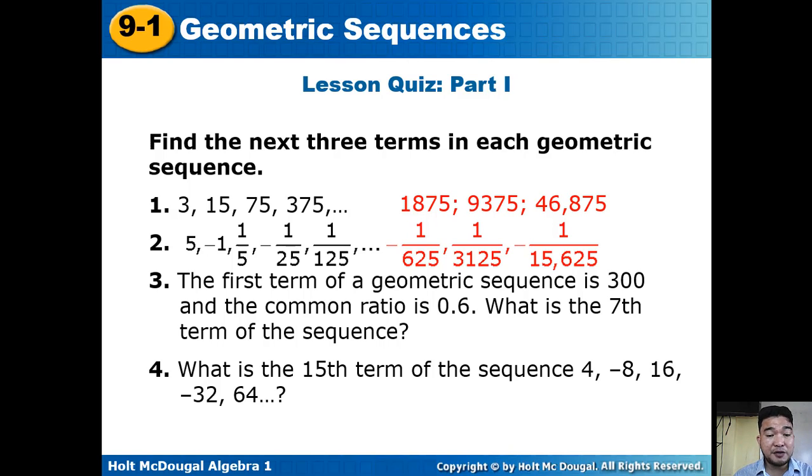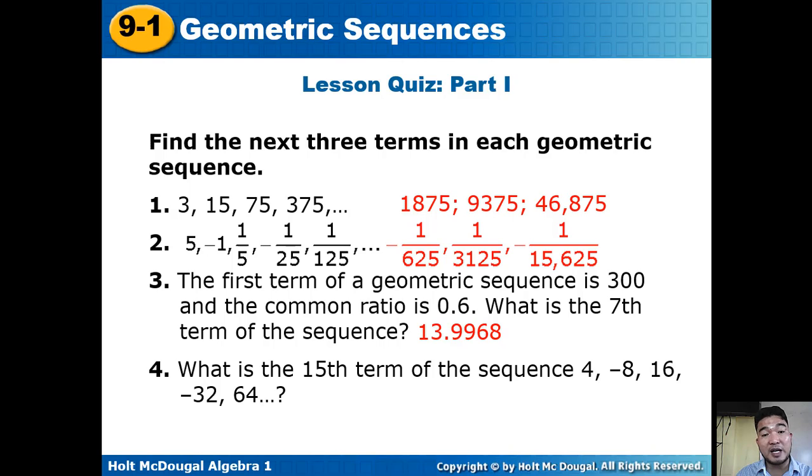Number 3, the first term of a geometric sequence is 300 and the common ratio is 0.6. What is the 7th term of the sequence? So we'll be using the formula here. Upon using the formula and substituting all the known variables, you will get an answer of 13.9968.